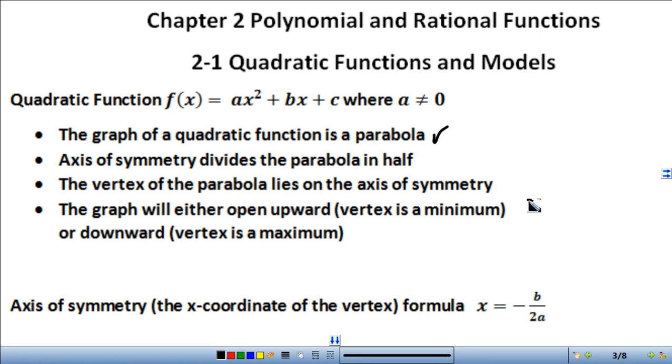Axis of symmetry divides the parabola in half. You should also know that. Check. Vertex of the parabola lies on the axis of symmetry. Check, check, check. And the graph will either open upward or downward. It's going to open downward if a is less than 0. Sorry, lost my train of thought. And it's going to open upwards if a is greater than 0. So the axis of symmetry, the x-coordinate of the vertex formula, is x equals -b over 2a.